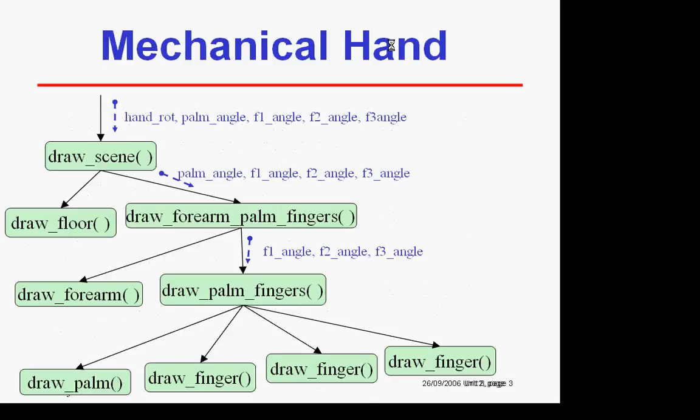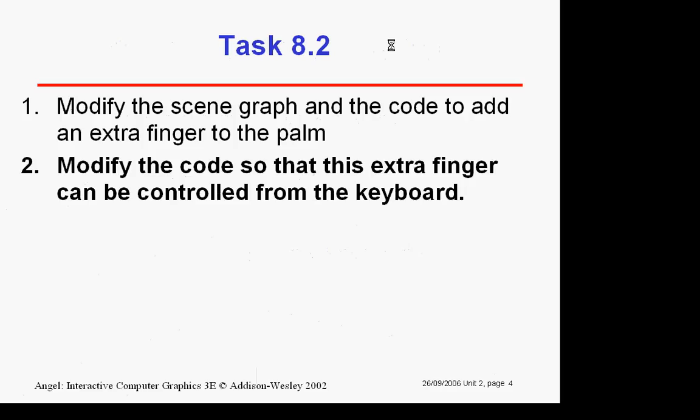We'll skip that. This is the important bit here. This is the scene graph for the mechanical hand. And what we're going to do is modify this scene graph in two ways. One, we're going to modify it so we can add an extra finger onto it. So it's a 3-finger mechanical hand at the moment. What you have to do is add an extra finger, which is going to have its own individual control.